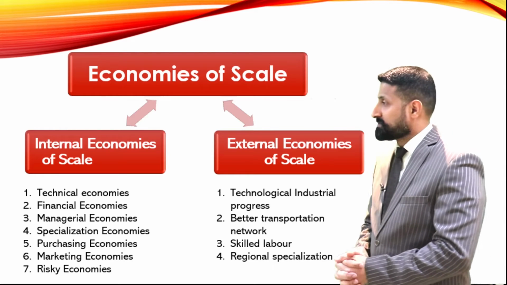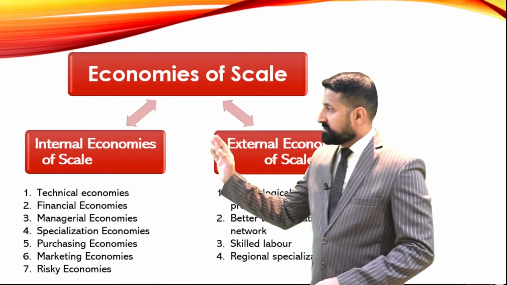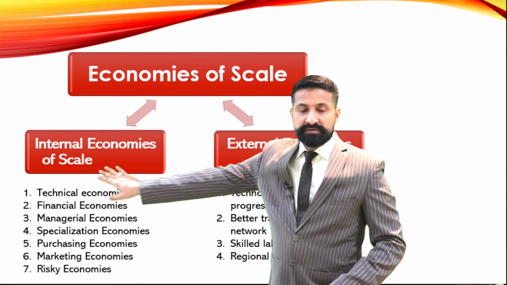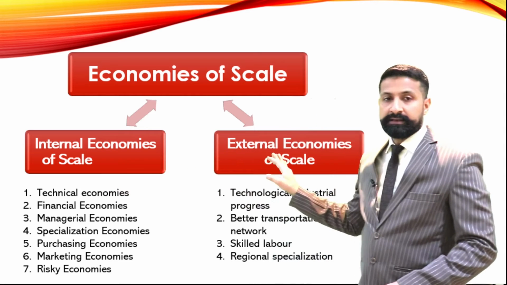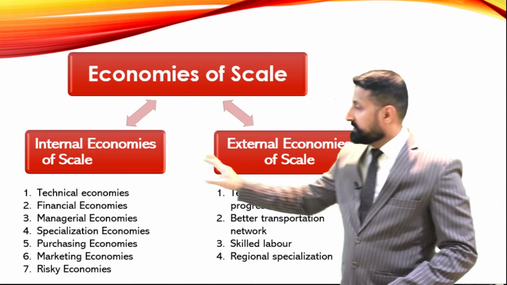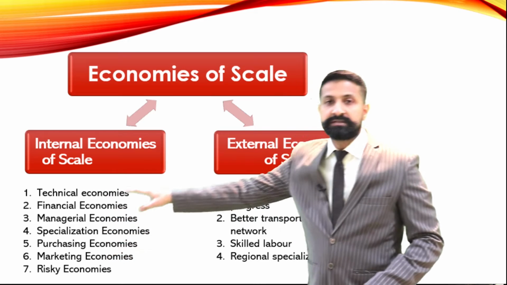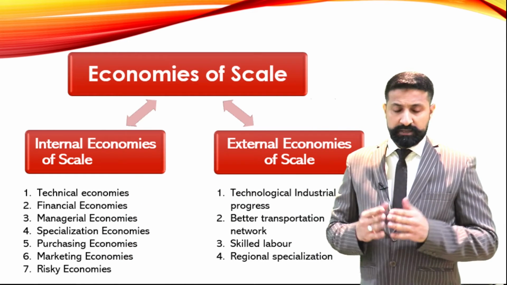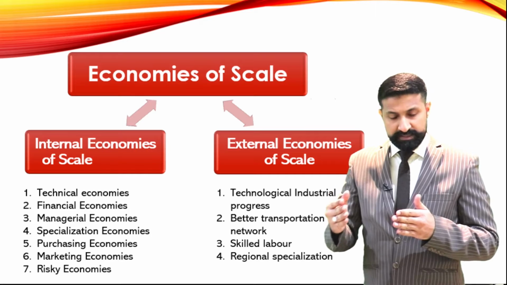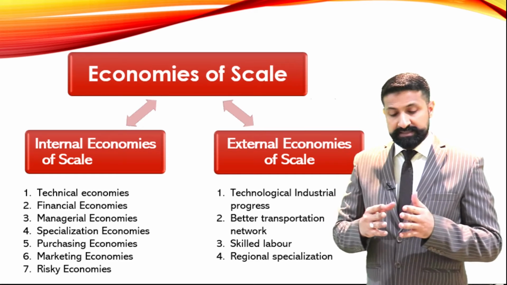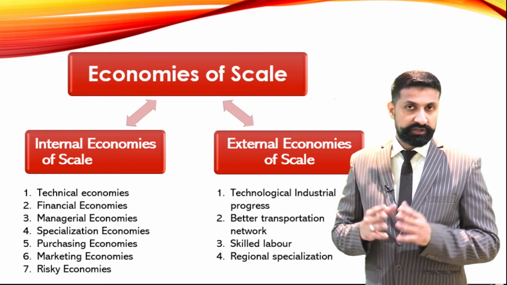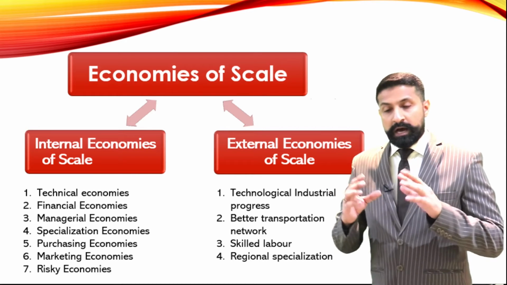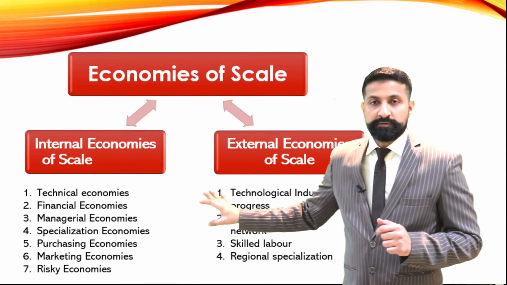Welcome back, and let's move over the topic. If we further categorize or divide economies of scale, there are two different types: internal economies of scale and external economies of scale. Let me revise the concept of economies of scale. When the output is increased, when the size and the scale of operation of any organization increases, their average per unit cost goes down. How does it go down? That's what we are going to study today.